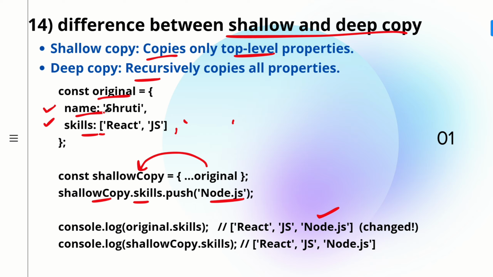Your primitive data types are your top level properties like strings and all, but these arrays, they are always pointed by the reference. So these arrays remain same. So this shallow copy array and the original skills array are basically pointing to the same reference position. So that is why this is called shallow copy. Only top level properties were copied, and if you try to change anything from the shallow copy, your original copy will get affected.